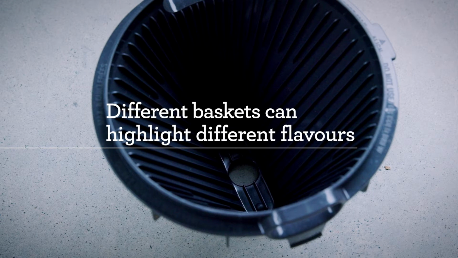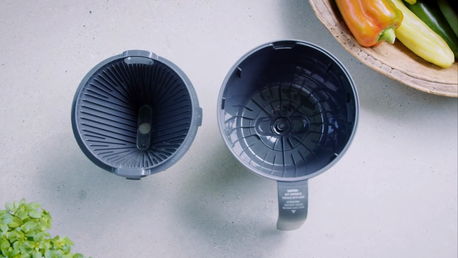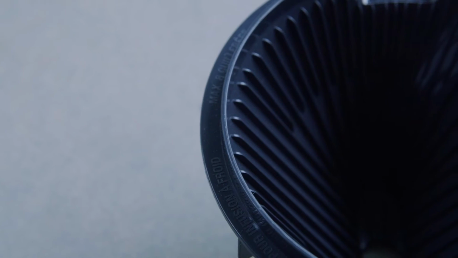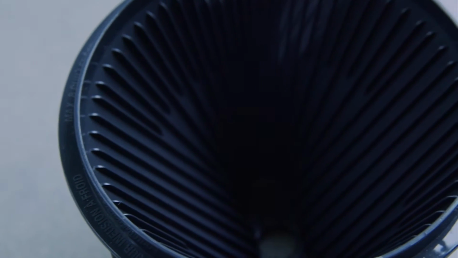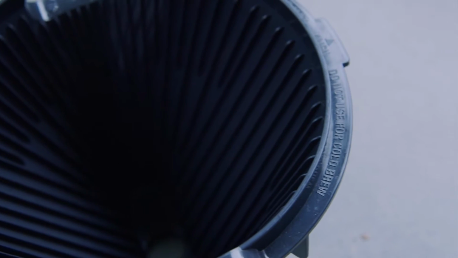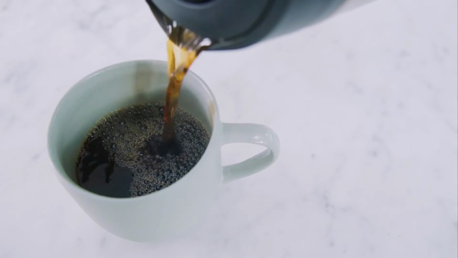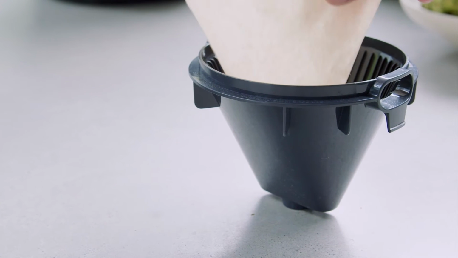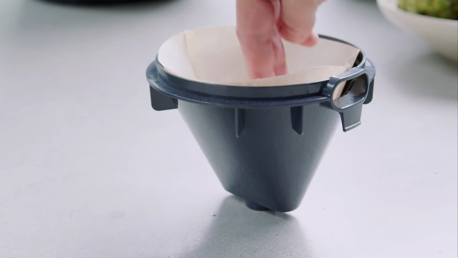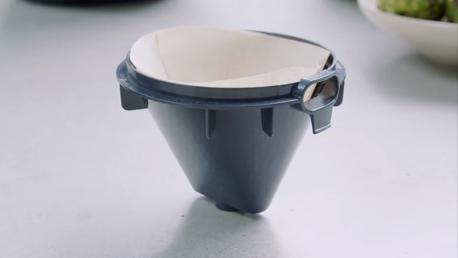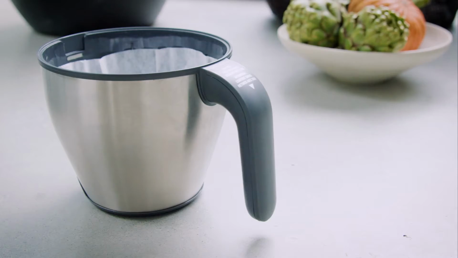This factor might surprise you, but the shape of the basket has a greater impact on flavour than most other variables. By simply swapping out the filter basket, you can dramatically transform the flavour of your brew. The experts found that certain flavours are associated with different basket shapes, so you can choose a basket for brewing that matches your flavour preference.